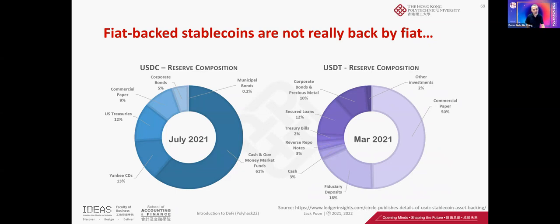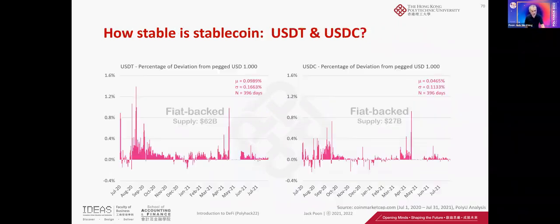Now, for the fiat backed ones, last year some of these companies disclosed what exactly is backing these stablecoins. So in the event that you are trying to redeem, they want to make sure that they have enough liquidity for you to cash out. And stablecoin is actually not as stable as you think. If you compute the price against the pegged $1, it fluctuates over time.